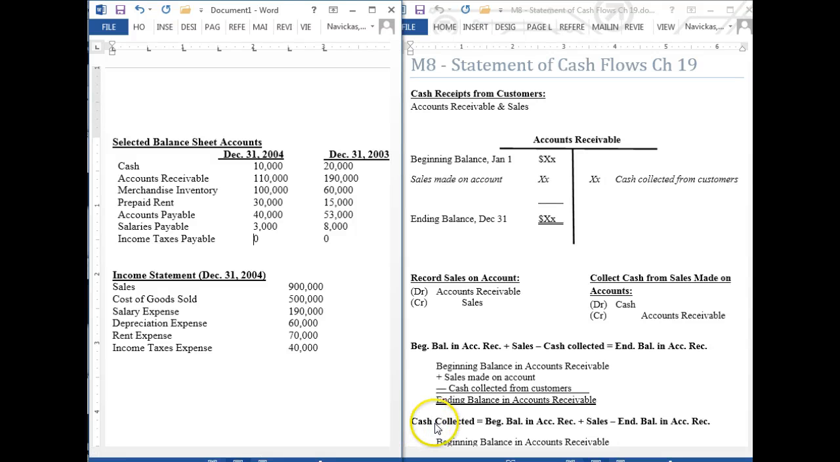Hello. Today we're going to go over how to create a statement of cash flows.